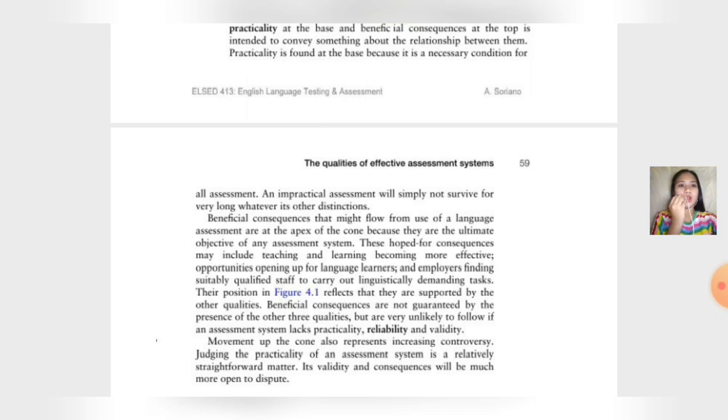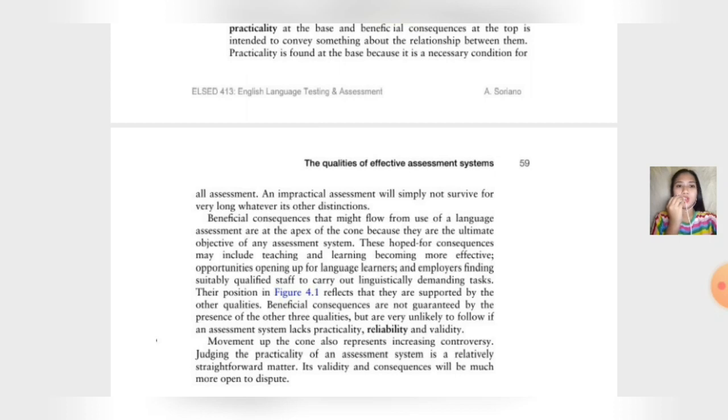These hoped-for consequences may include teaching and learning becoming more effective, opportunities opening up for language learners, and employers finding suitably qualified staff to carry out linguistically demanding tasks. Their position in Figure 4.1 reflects that they are supported by the other qualities. Beneficial consequences are not guaranteed by the presence of the other three qualities, but are very unlikely to follow if an assessment system lacks practicality, reliability, and validity.